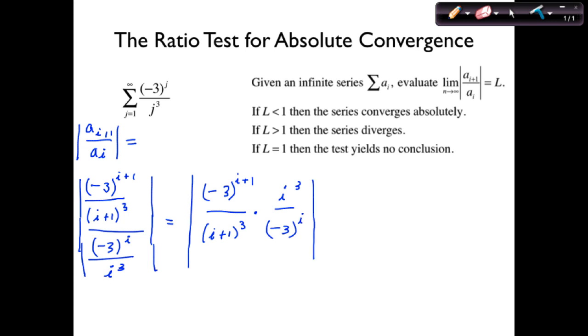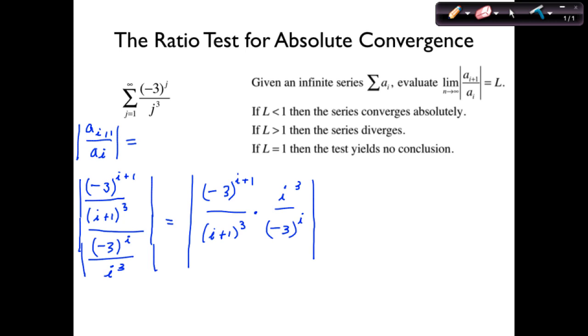From here on out, you can start with this step, right? So instead of starting with this fraction of fractions, you can start out with a product of fractions, where you do the i plus first term times the reciprocal of the ith term, because that is what this is. Okay, so you can just start with this.